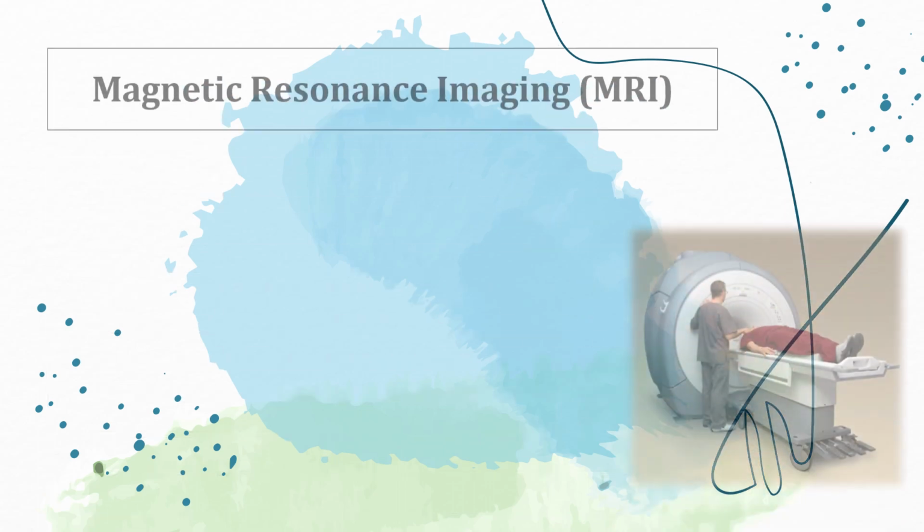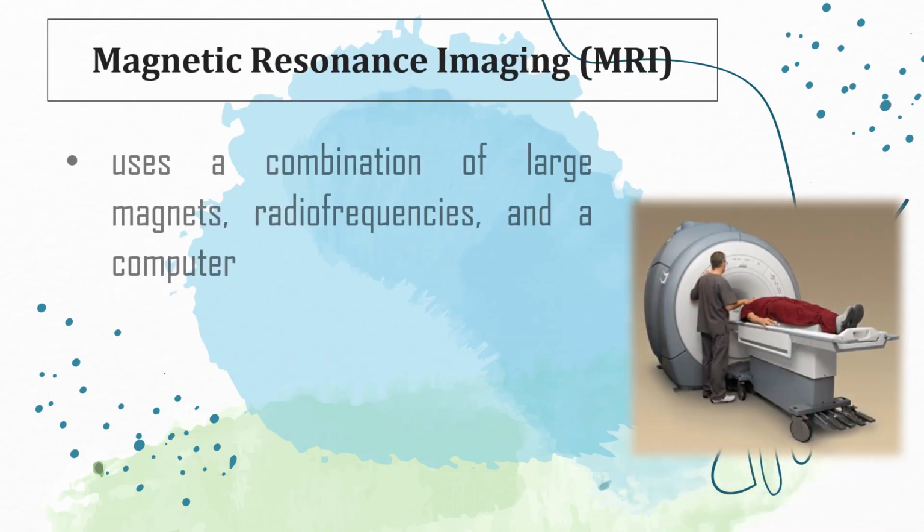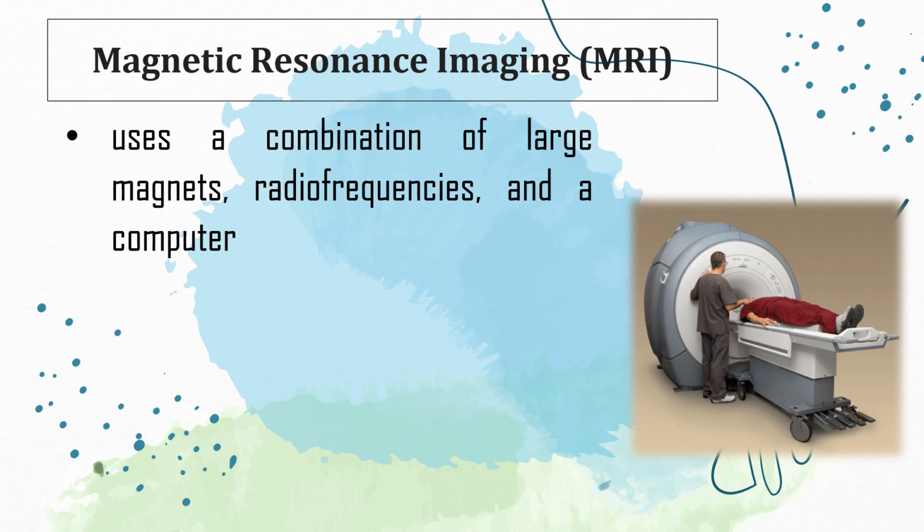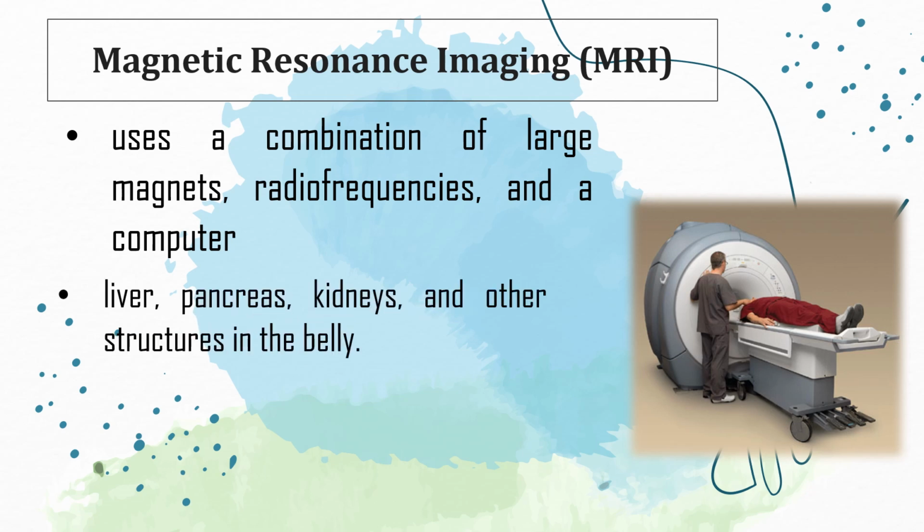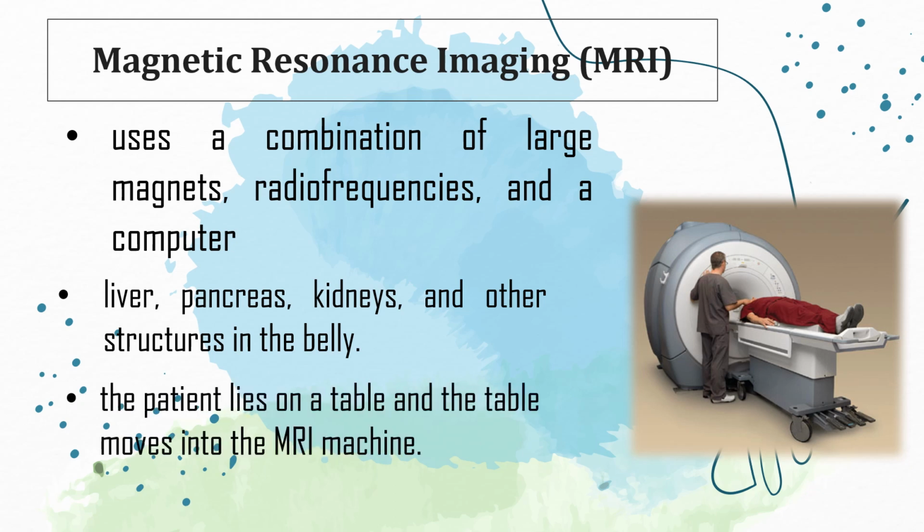Next is the magnetic resonance imaging or MRI. It is a diagnostic procedure that uses a combination of large magnets, radiofrequency, and a computer to produce detailed images of organs and structures within the body. An MRI of the abdomen or the belly can give the doctor information about the liver, pancreas, kidneys, and other structures in the belly. When the patient undergoes an MRI, the patient lies on a table and the table moves into the MRI machine. An MRI of the belly can help find problems such as tumors and infections.